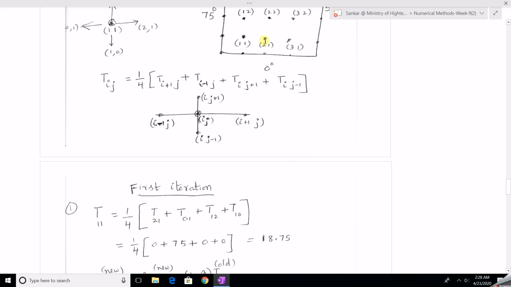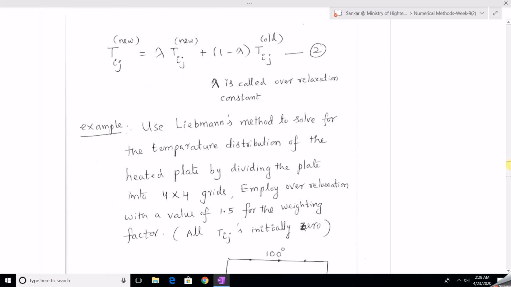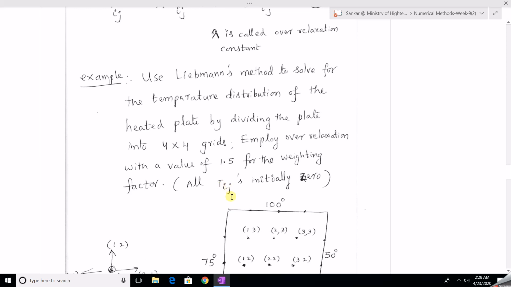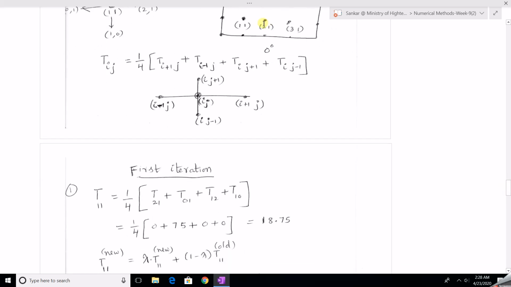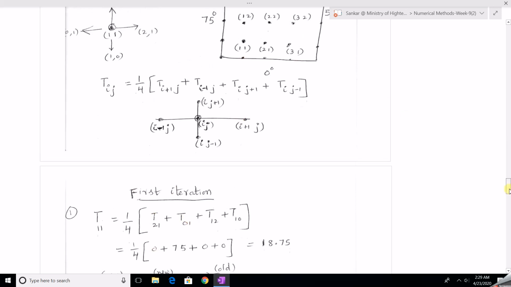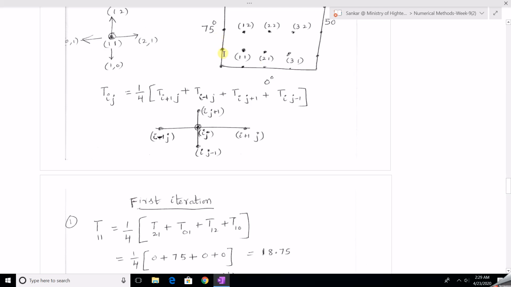What is T21? In the problem it is given that initially all the inside temperatures are 0. Therefore T21 will be 0. And T01: T01 is this point, and this edge is at 75 degrees. Therefore T01 is 75.